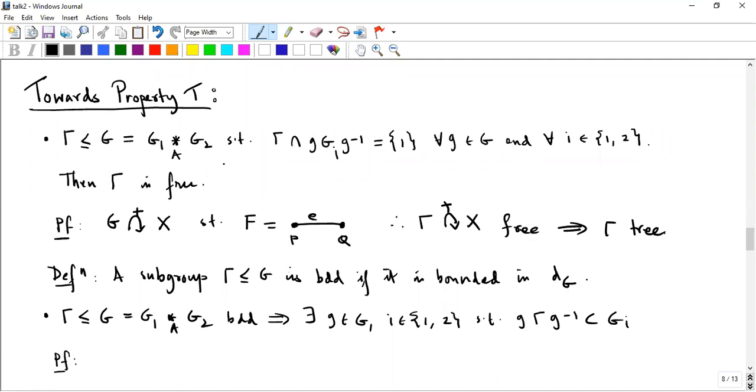Okay, so you can ramp it up a little bit. A subgroup of a group is called bounded if it's bounded in the word metric, so word lengths are of bounded size. So my claim is, if you have a bounded subgroup of an amalgamated free product, then some conjugate has to be contained in one of the stabilizers. And why is this true? Well, okay, let's try to prove it.